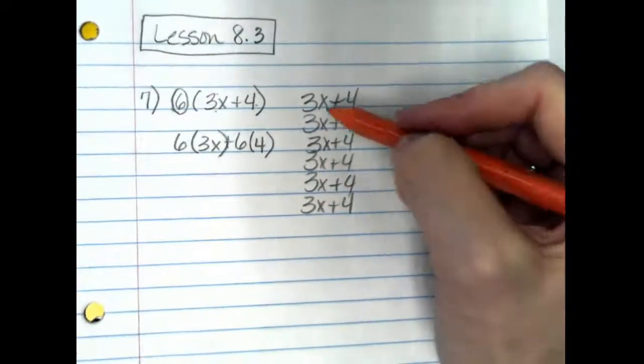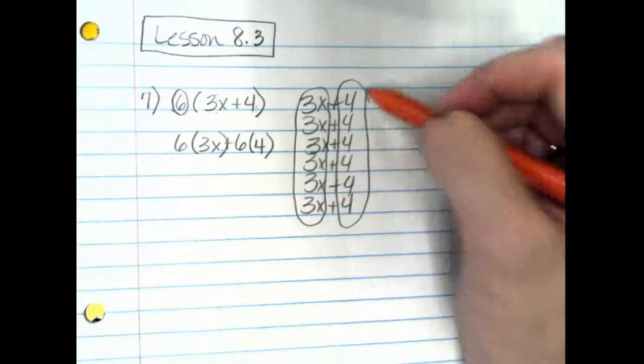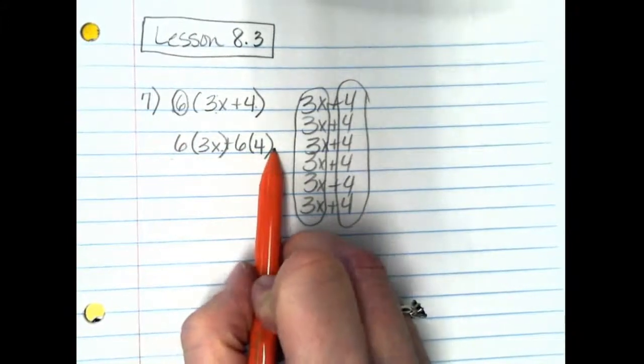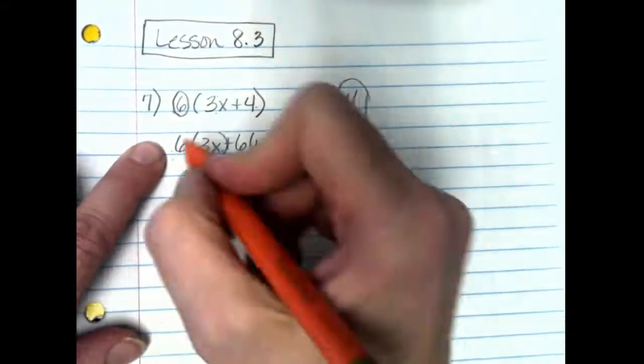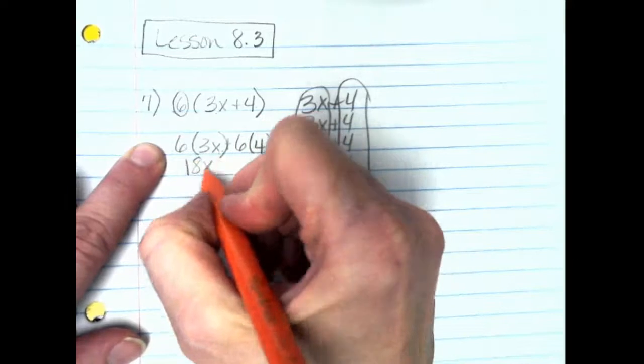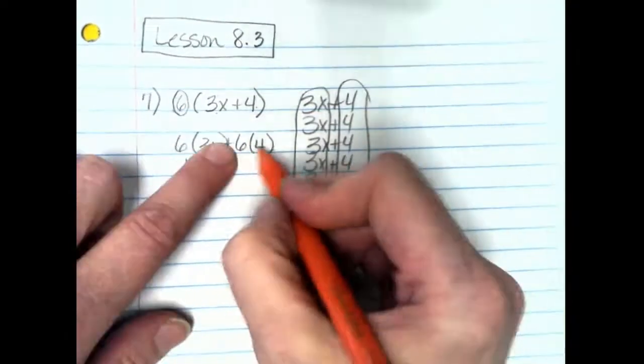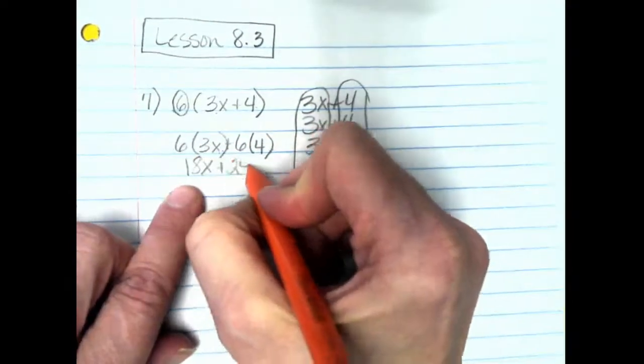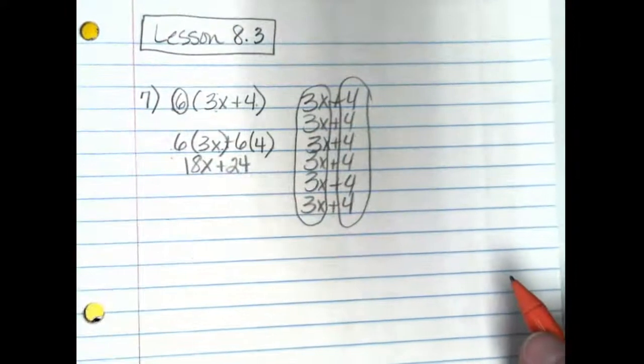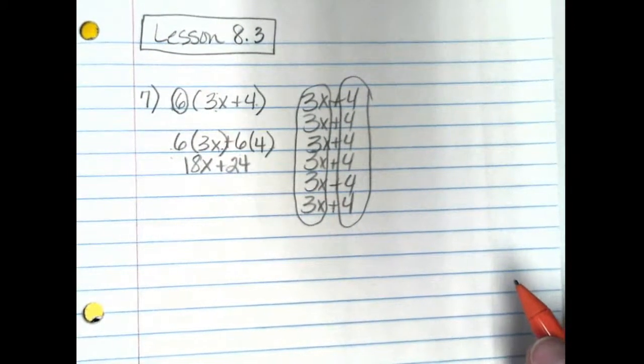3x plus 4. How many groups of 3x do we have? Well, we have 6 of them, 6 groups of 3x. How many groups of 4 do we have? We have 6 groups of 4. Okay, so if I have 6 groups of 3x, I have 18 x's altogether. And if I have 6 groups of 4, I have 24 constants altogether. And so is there anything else that we can do if I have 18x plus 24? No, those are not like terms. That is what we consider to be in simplest form. So for number 7, that would be my answer.